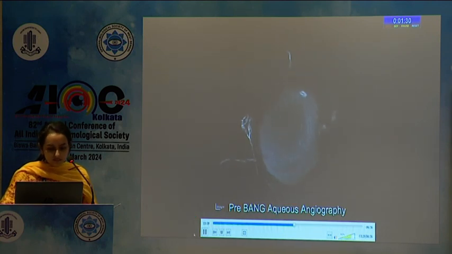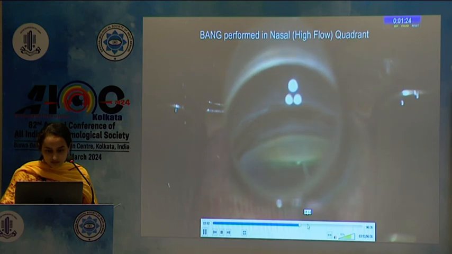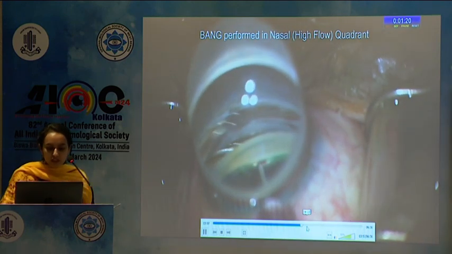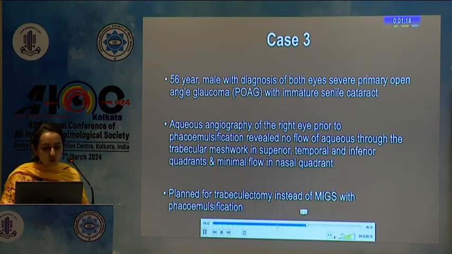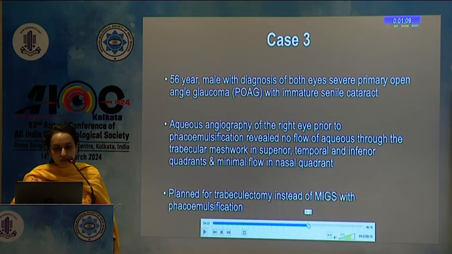Pre-BANG aqueous angiography showing high flow region in the nasal quadrant. Visualize the clear demarcation of trabecular meshwork due to green color staining by ICG. We saw increased angiographic signals on repeat angiography, indicating a better flow now.